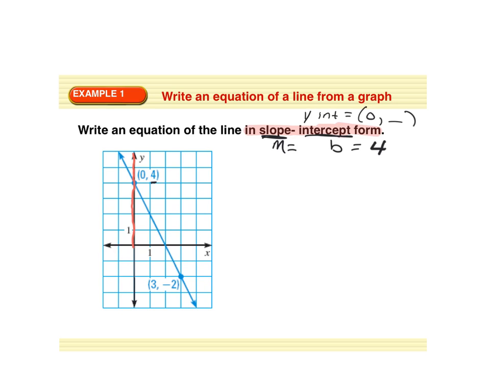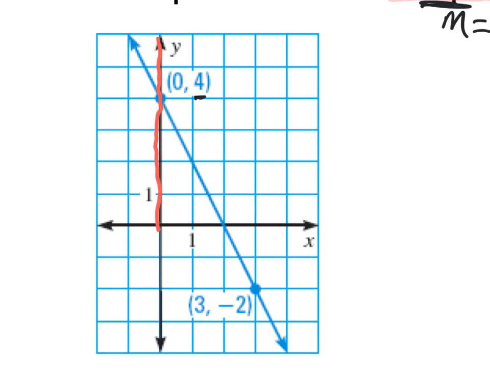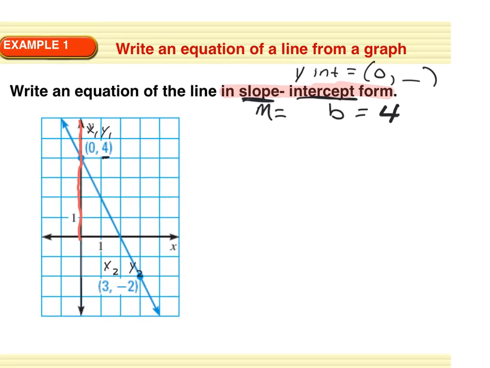Now let's go back to what you were telling me about y2 minus y1. How do I know which one of these is x1, y1, and which is x2, y2? It doesn't matter. Here's an x, here's a y, here's an x, here's a y. Just because this one was on top, I'm going to call that x1, y1, and x2, y2.